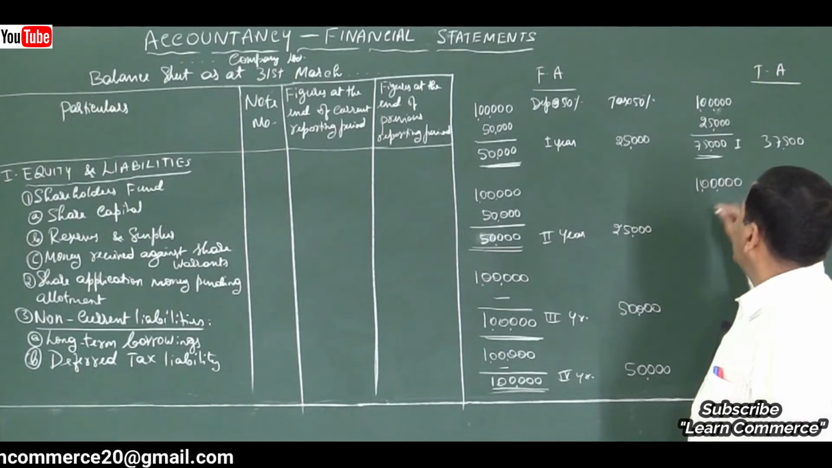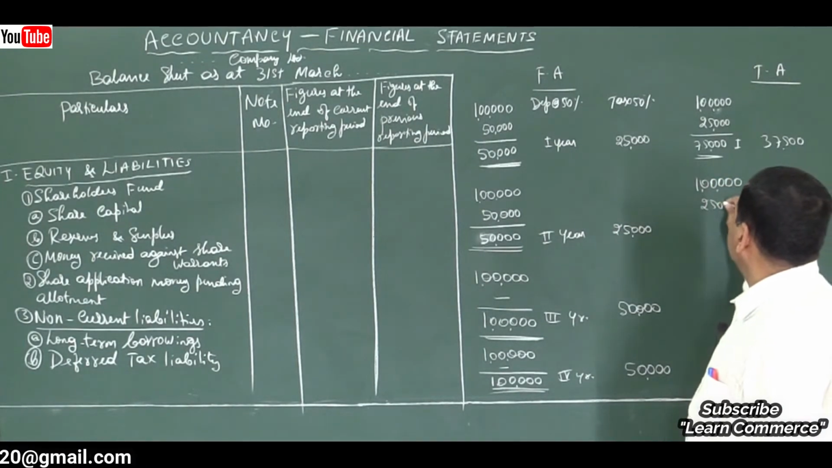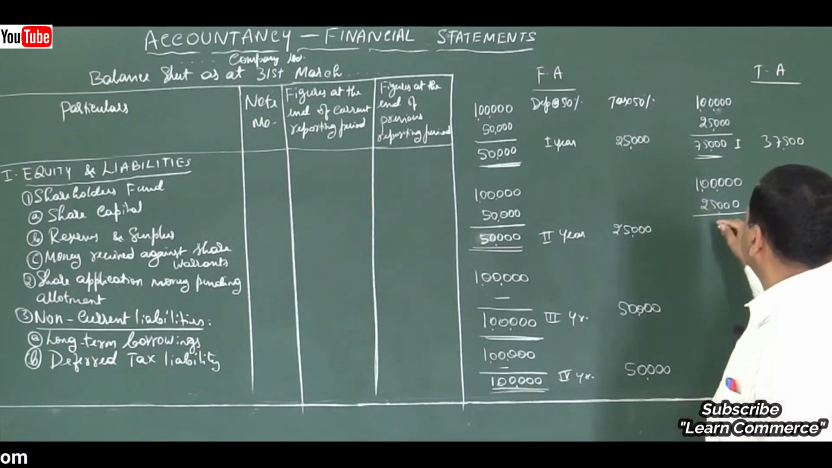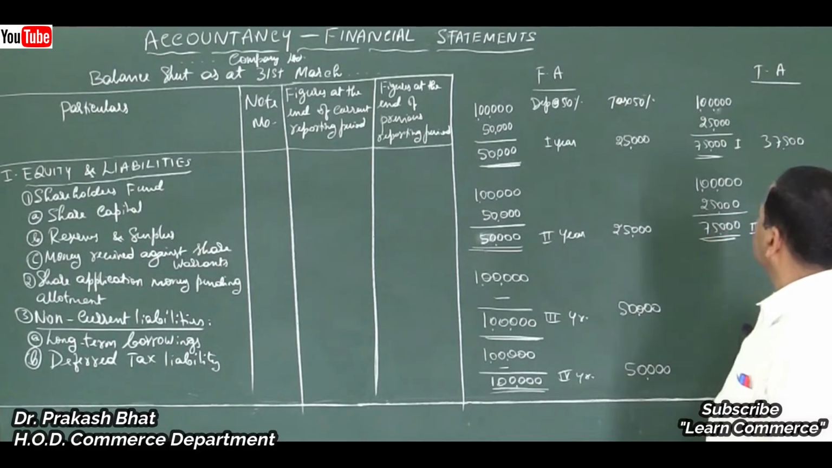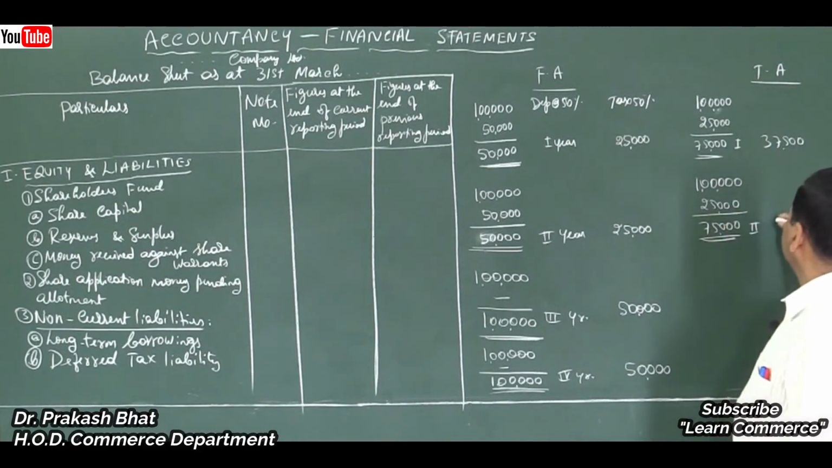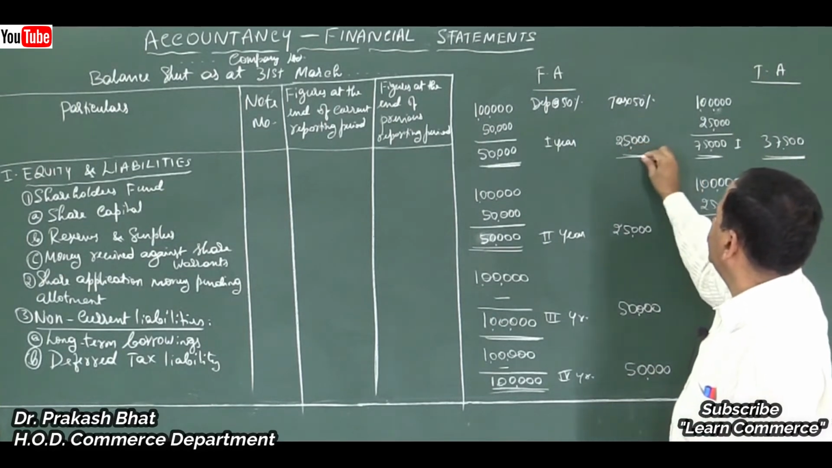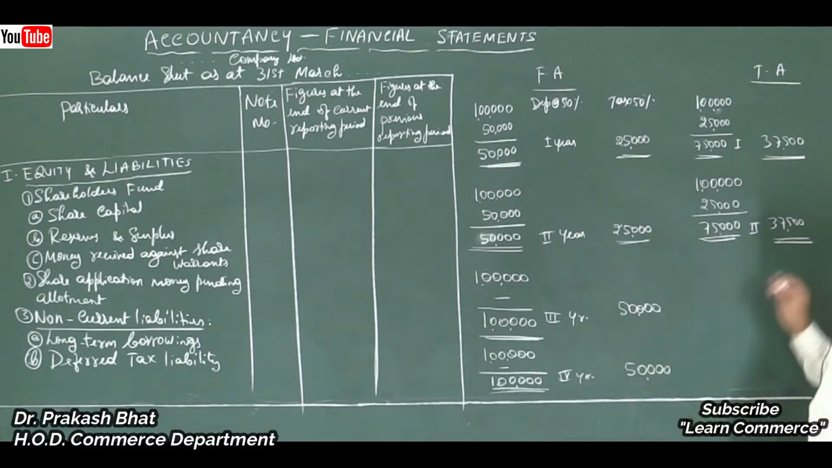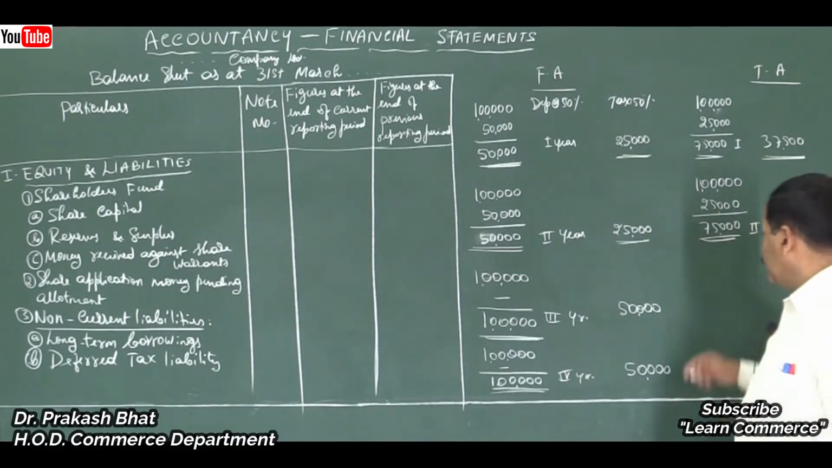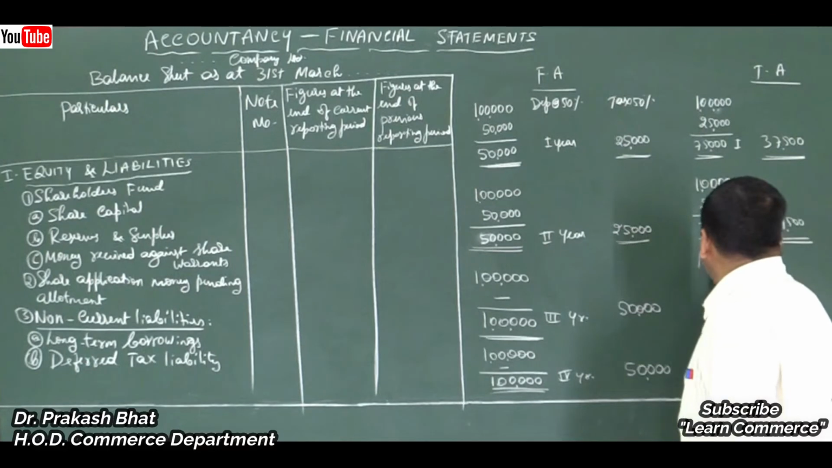Correct. Tax should be 25,000, 25%. Remaining amount is 75,000. This is second year. Tax is 50%, 37,500 again. See the tax amount, 25,000 here, 37,500 here, again 25,000, here 37,500. Then again during third year, again 1 lakh.